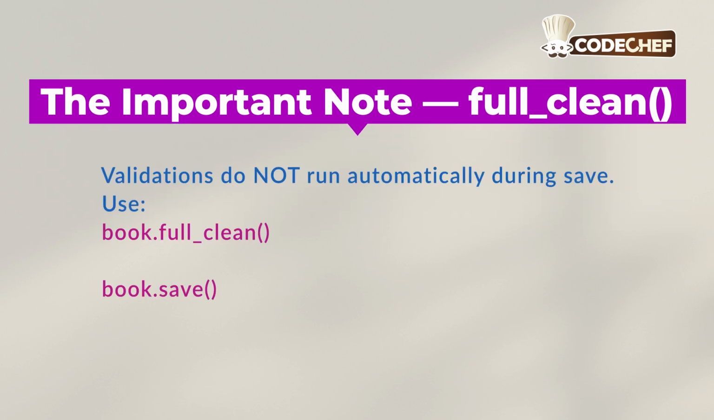Now here is an important note, which is extremely important. Django does not automatically run validations when you call the save function. To enforce validations, we must first call the full_clean method before saving. This is an important thing that you should keep in mind. Now let's go to the CodeChef platform and see a worked out example where we will apply these validations and see how proper data as well as improper data behaves with these validations.